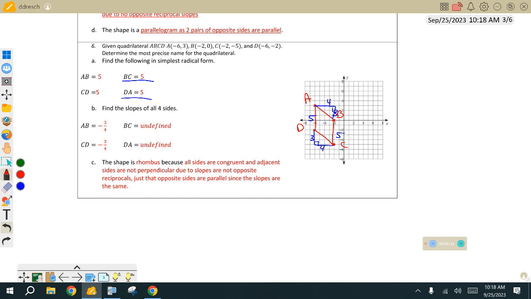Yes, it looks like a rhombus. It does not look like a square, but we don't go based off of looks. If I take away your coordinate grid and you don't have that picture there, how do I know the difference between a rhombus and a square? It's all about the slopes. I'm looking at the slopes now.